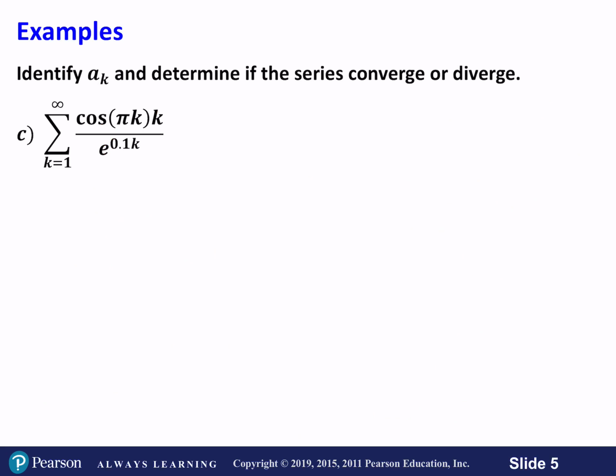Okay, let's do another example. Suppose we want to consider the sum from k equals 1 to infinity of cosine of pi k times k divided by e to the 0.1 k. All right, so here we don't really have a really obvious -1 to the k term, but what I claim to you is that cosine of pi k is the same thing as -1 to the k power.